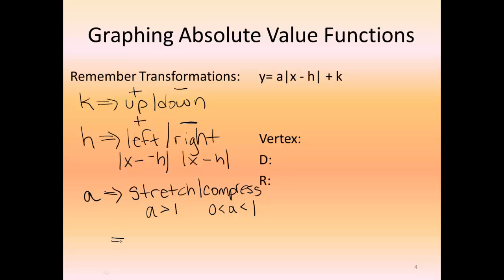The other thing this A can do is a reflection. And what a reflection means is it's going to turn my absolute value graph upside down. This will happen if the value for A is negative.